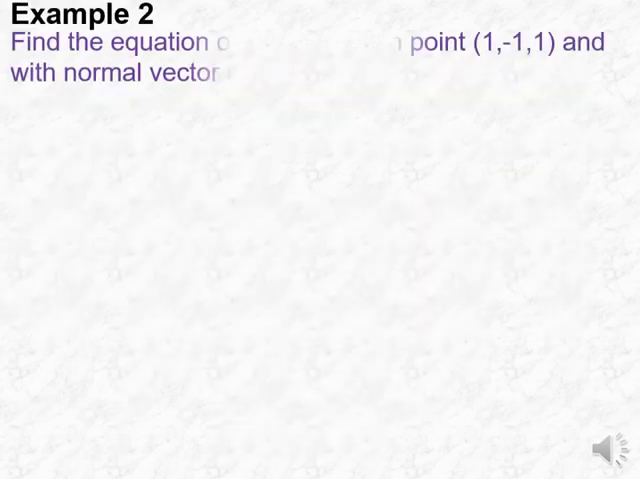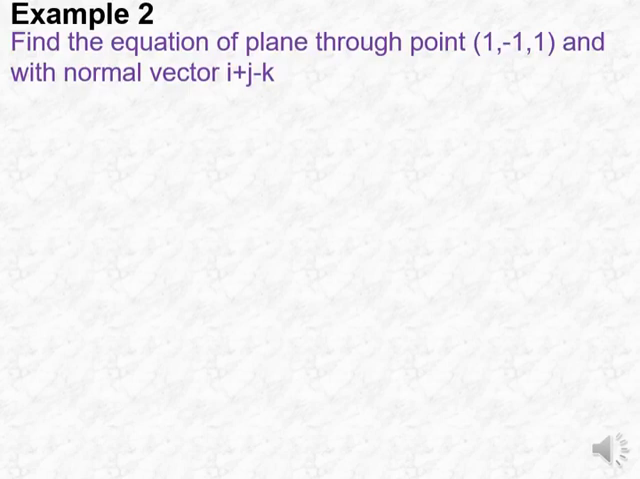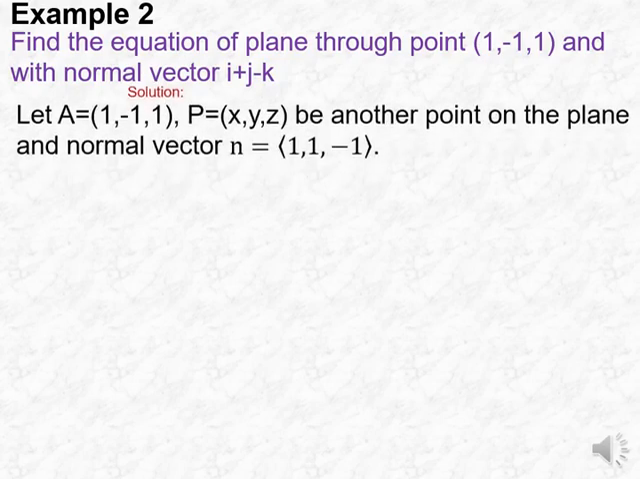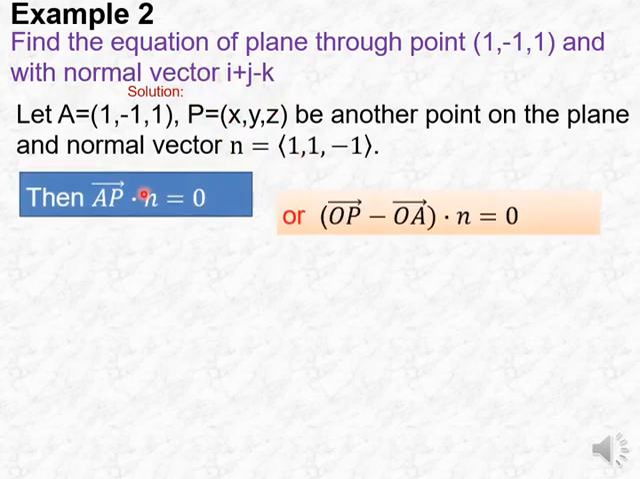So if we move to the next example, we're saying find the equation of a plane through the point (1, -1, 1), and it is normal to the vector i + j - k. So here we are going to assume another point (x, y, z), which is also on the plane, and if we let this be point A, then we get AP. It means AP will be a vector in the plane, and we shall dot it with the normal vector to get 0. That is AP dot n equals 0.